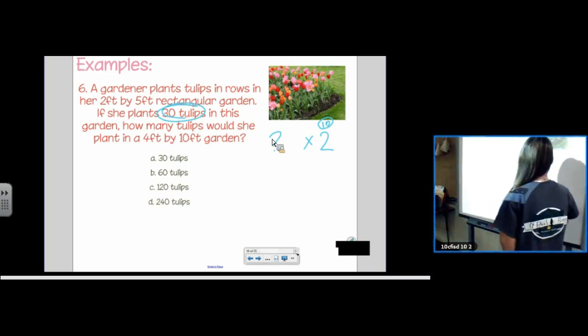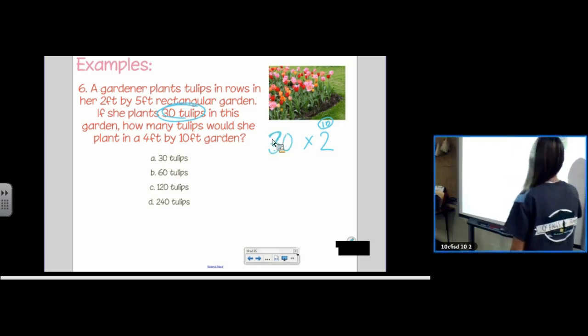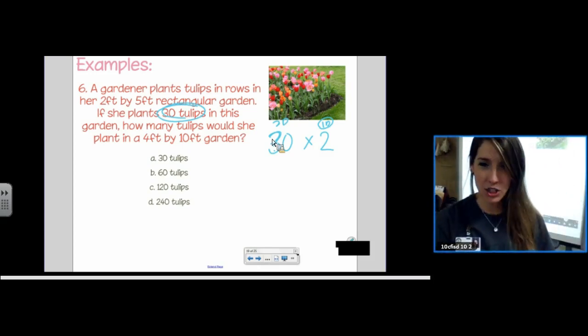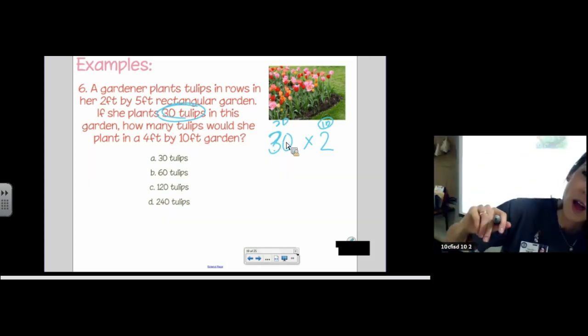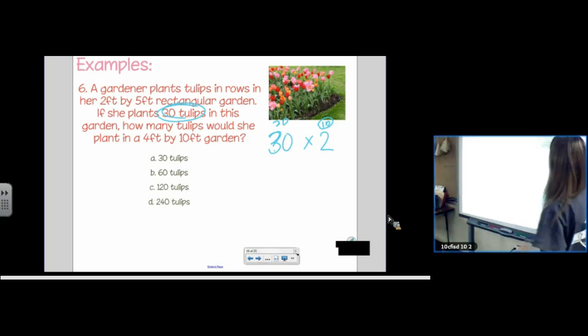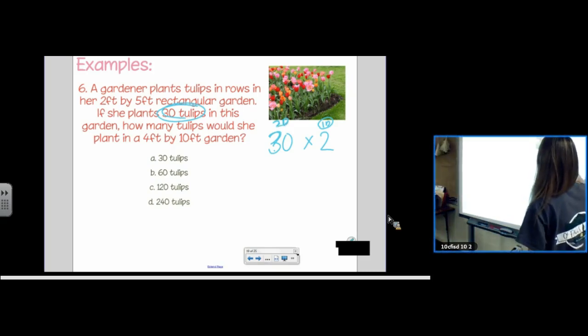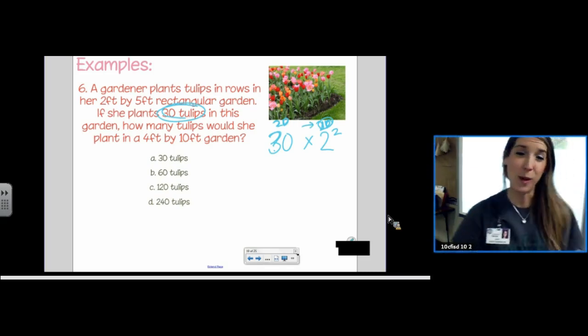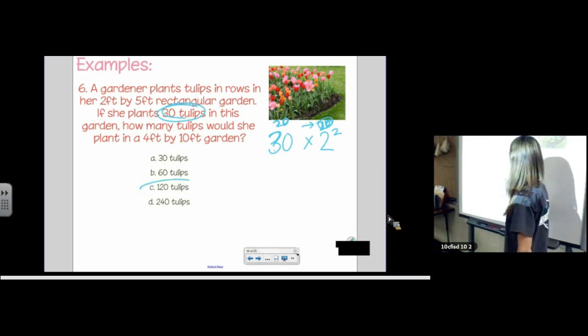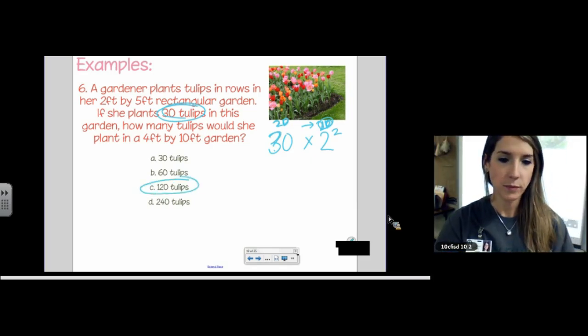So the 30 tulips, normally we would just do 30 times 2. But 30 is area and 2 is dimensions. So I am not doubling the amount of tulips. We need to make them match. This is 2D. This is 1D. We need to convert everybody to the same thing. So if I convert that to 2D, I have to square it. So how many would she get to plant? 120. Yes, correct answer.